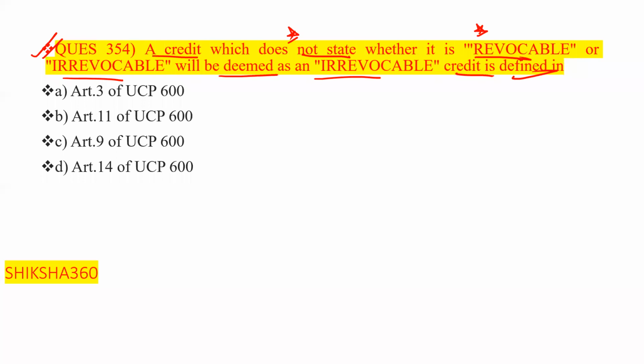If there is nothing mentioned on the letter of credit, it will be treated as an irrevocable letter of credit. It is mentioned under Article 3 of UCP 600, Article 11, Article 9, Article 14. So what is the correct answer? Correct answer is option number A, that is Article 3 of the UCP 600.